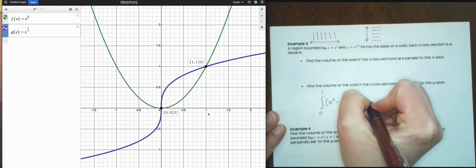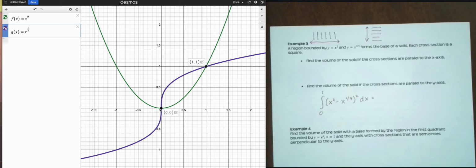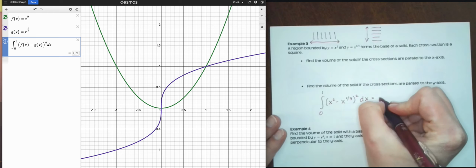Oh, forgot dx there. And so I can integrate from 0 to 1, f of x minus g of x squared dx, and I get a volume of 0.2.